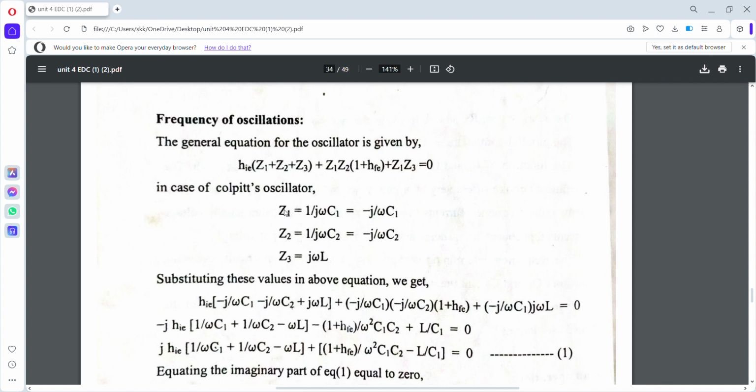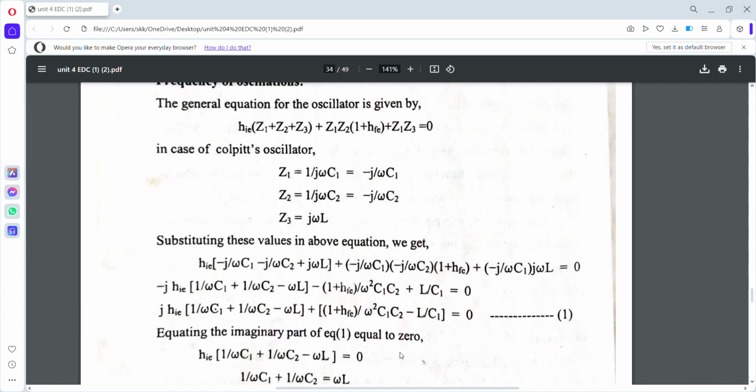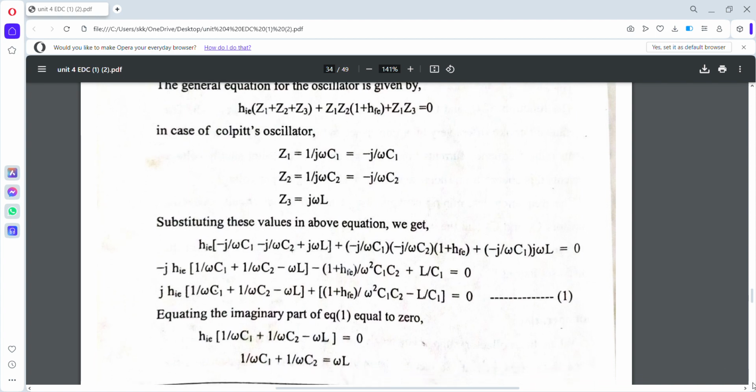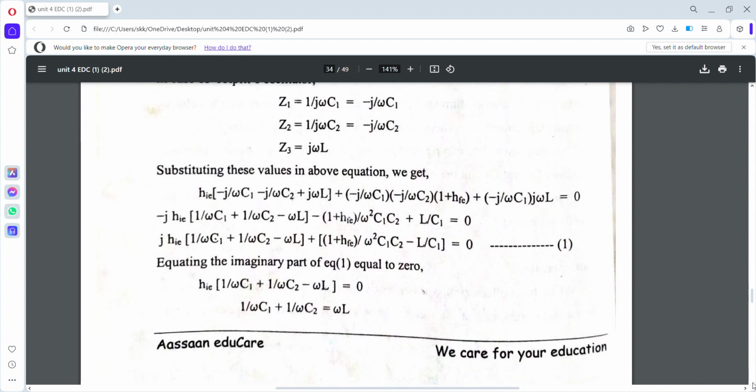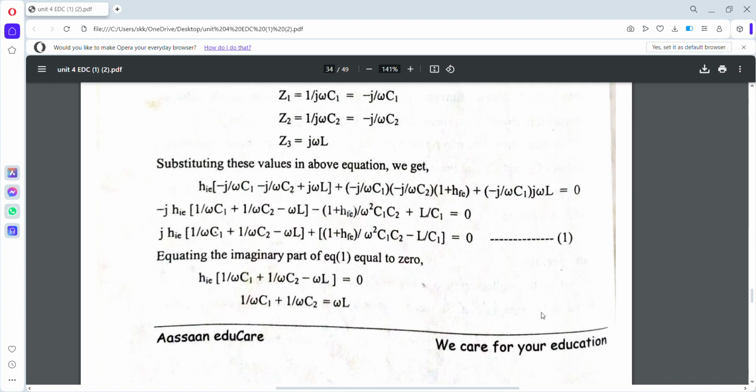What do you do? Substitute Z1 value, Z2 value, and Z3 value. Just substitute the Z1, Z2, Z3 values in this equation, then do your further manipulation. You got the output. Here plus is there, plus is not there, so you may think this is wrong. Don't think like that. The normal thing is to substitute the impedance in this, that's all. So don't mug up anything. This is the understanding. After that do some manipulation, you got the answer.